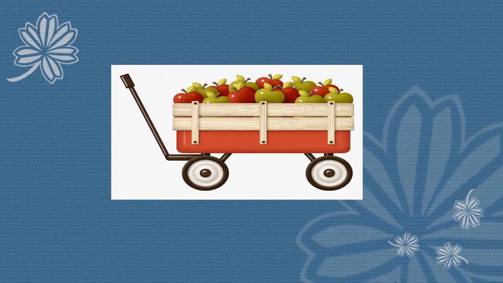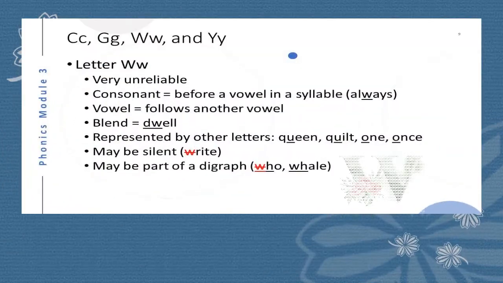Listen to the first phoneme as you pronounce the word wagon aloud. The W is very unreliable. Like the Y, it serves as a vowel as well as a consonant. W as a consonant always appears before the vowel in a syllable. W is generally an initial consonant in a word or syllable, as in went and in always. When W is a vowel, it always follows another vowel.